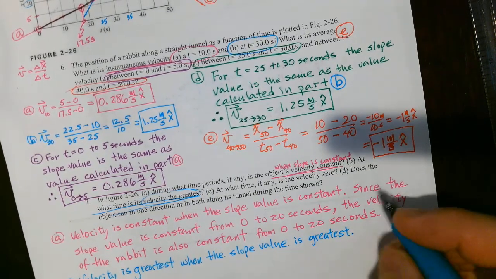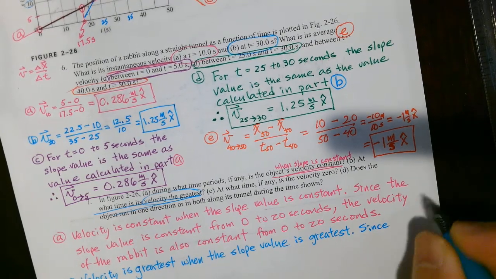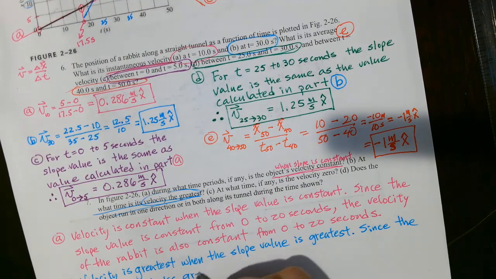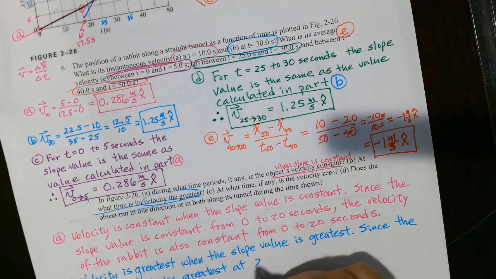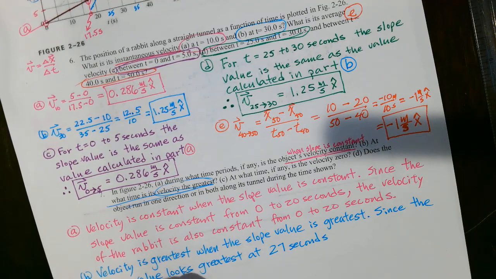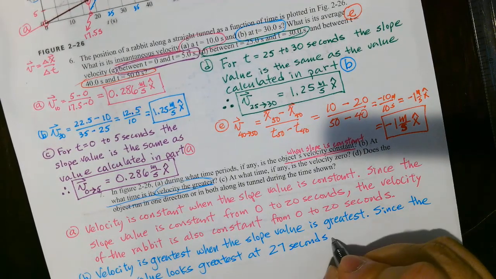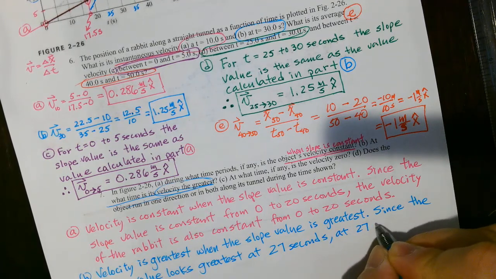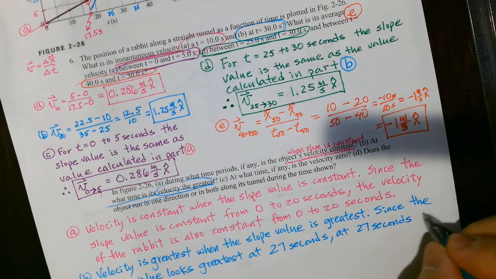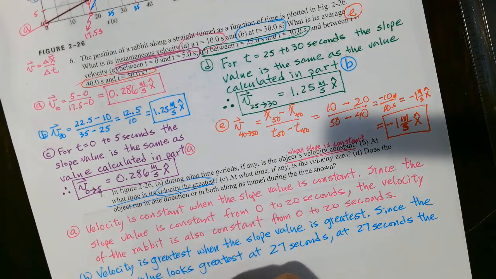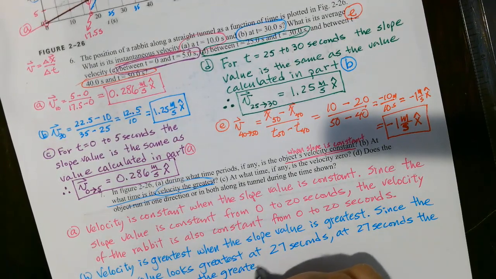Okay? So since the positive slope value looks greatest at 27 seconds, at 27 seconds the velocity will be the greatest. Boom.